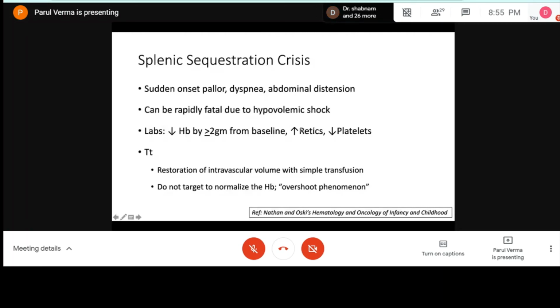Treatment is restoration of intravascular volume by simple packed RBC transfusion. But in this, again, we have to be careful while transfusing. We do not want to target a normal hemoglobin, because after some time, the sequestered RBCs from the spleen will also be released. So if we target a normal hemoglobin by transfusion, plus the RBCs from the spleen get released, this would lead to circulatory overload, which is known as the overshoot phenomenon. So we just transfuse to relieve the child's symptoms. We do not target a normal hemoglobin in splenic sequestration crisis.